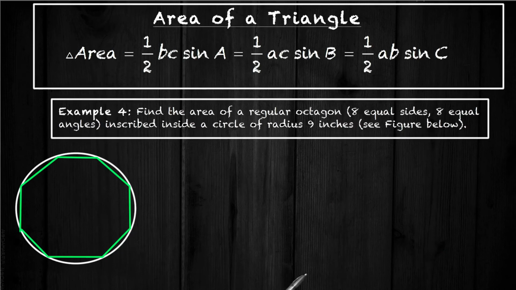All right, in example 4, it says find the area of a regular octagon, and they tell you what that is. That's 8 equal sides and 8 equal angles inscribed inside a circle of radius 9 inches.